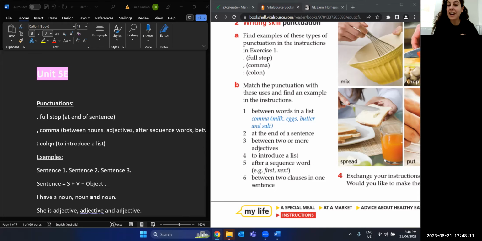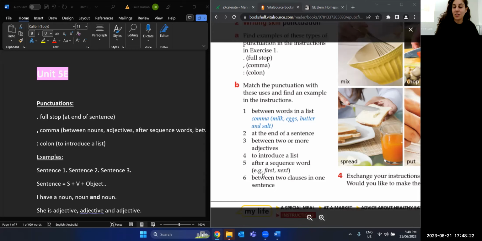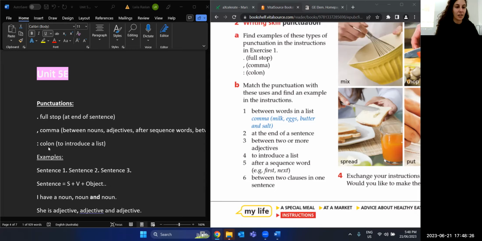Number 5, after a sequence word. Remember, we said sequence words are like first, next. When you start your sentence with these words, what must you use? Comma. And number 6, between two clauses in one sentence. I didn't talk about that one. Two clauses in one sentence is a comma.